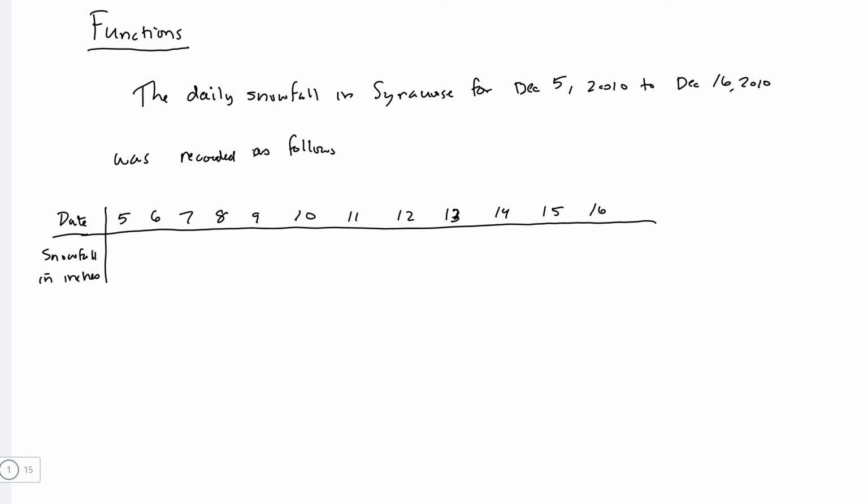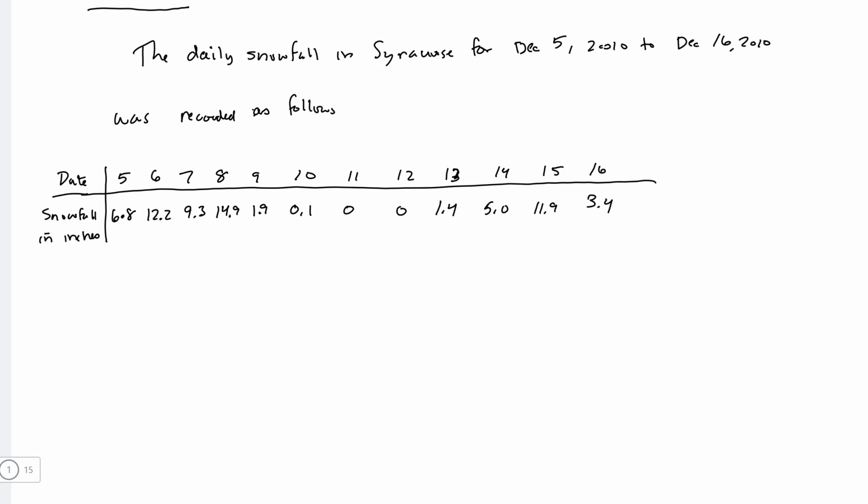So we had 6.8 inches on the 5th, 12.2 inches on the 6th, 9.3 on the 7th, 14.9 on the 8th, 1.9 on the 9th, 0.1 on the 10th, 0 on the 11th, 0 on the 12th, 1.4 on the 13th, 5 inches on the 14th, 11.9 on the 15th, and 3.4 on the 16th. So note that for each date, we have a unique snowfall in inches.